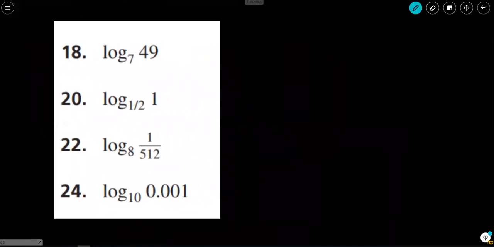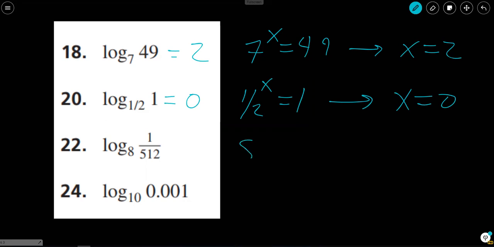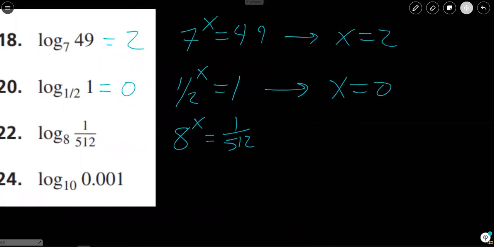So log base 7 of 49, that's just saying 7 to the x equals 49. Well, that means that x is equal to 2. Next one, log base 1/2 of 1. That's just saying 1/2 to the something power is equal to 1. Well, we know anything to the 0 power will be equal to 1, so that's going to be 0. Next one is saying 8 to the x power equals 1 over 512. Well, that's another strange one, but I can very quickly talk about that.